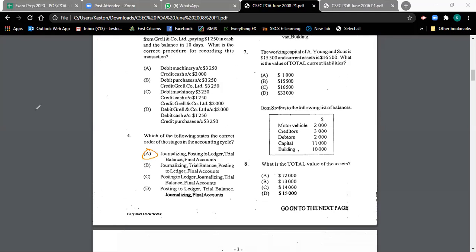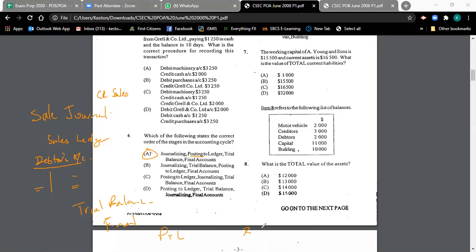the ledger accounts. Always think about it like this: you do the sales journal, and this is for recording credit sales. Then you go to the sales ledger, and inside the sales ledger you have all the debtors accounts. These are personal accounts inside of here, right? And then the last thing, after you balance off the debtors accounts, you take the figures and put them in your trial balance, and then we use the trial balance to create our final accounts, profit and loss and balance sheet.